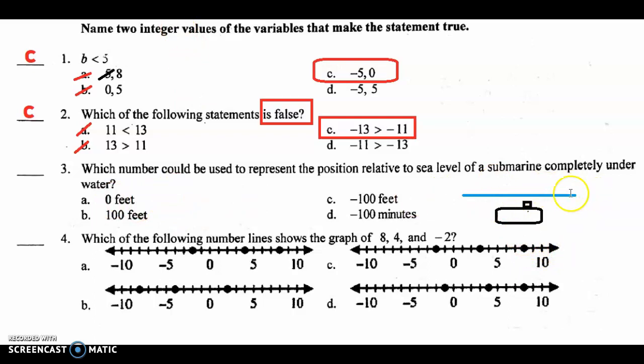So if he's underwater, which one of these can represent that? Well, 0 feet would be right here, right? At sea level. 100 feet would be above. It'd be up in the sky somewhere. Negative 100 feet would be down here somewhere. And negative 100 minutes has nothing to do with distance, right? It has to do with time. So we're talking about distance here. The only option that makes sense is negative 100 feet because the submarine's underwater, completely underwater. So that is our answer for D.